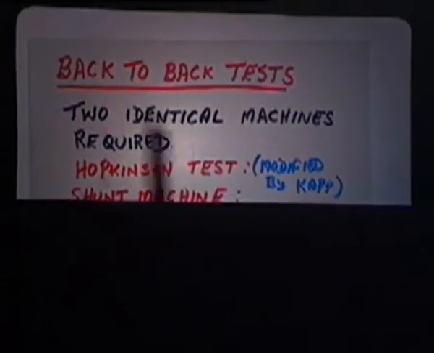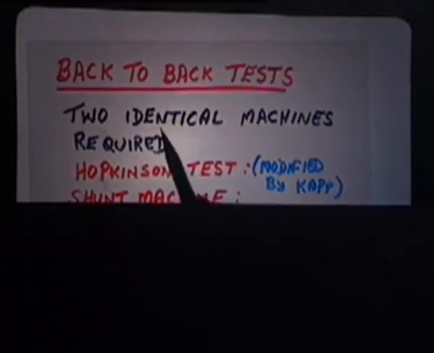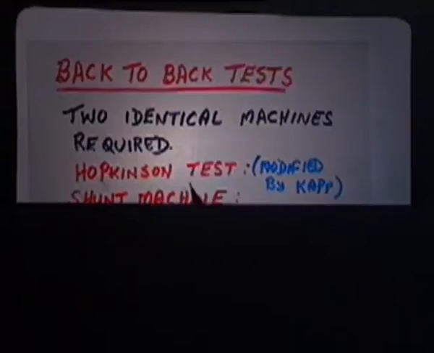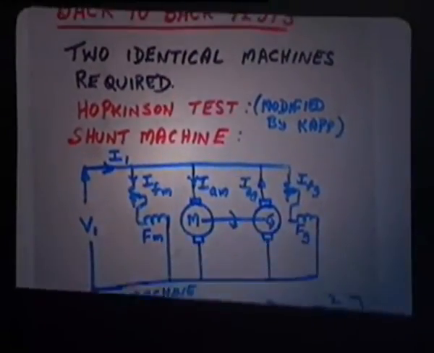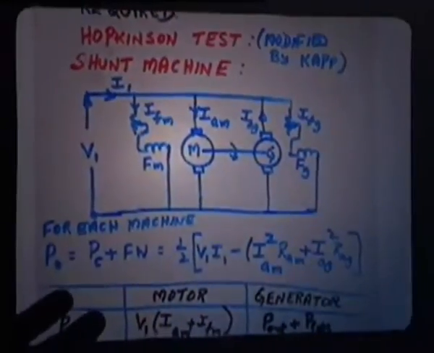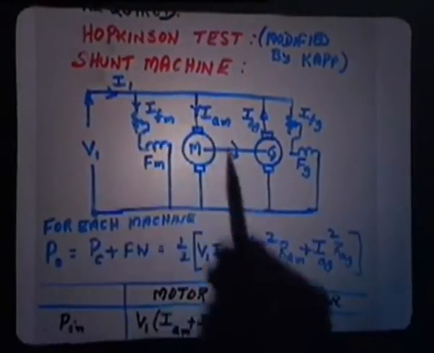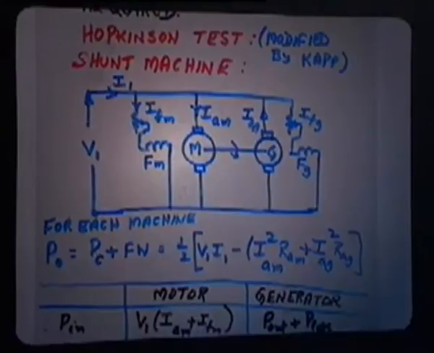This back-to-back test, as the name indicates, requires two machines connected back to back, which means two identical machines are required. In fact, this was propounded by a person called Hopkinson, and then it was modified by another person, Kapp. So, it is called Hopkinson modified by Kapp. For DC shunt machines, let us see one of the methods of back-to-back test. This diagram will be like this. This is for shunt machines. This is the back-to-back test.